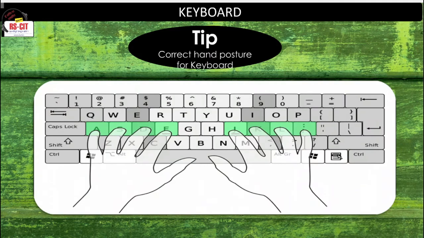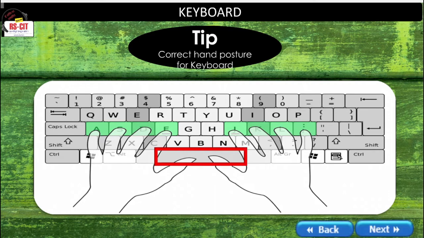Now let's see how to position your hands correctly on a keyboard for typing and computing purpose. Ideally, your hands should be positioned as shown in the image. Left hand fingers should be placed on ASDF keys and right hand fingers on JKL and semicolon. Thumbs can be placed to use spacebar.